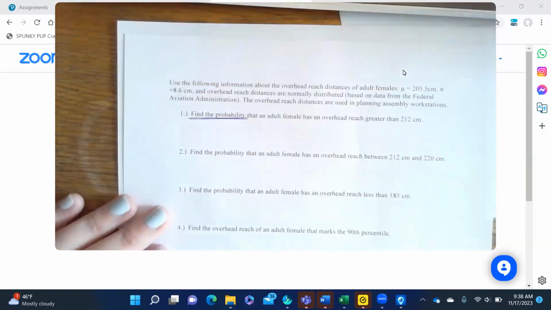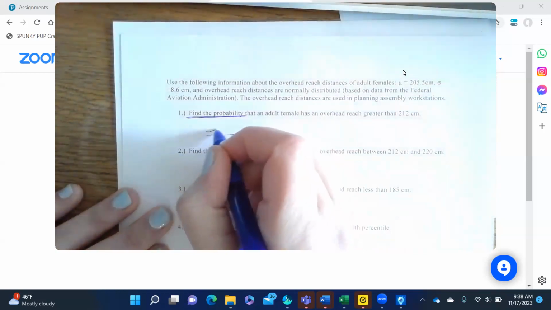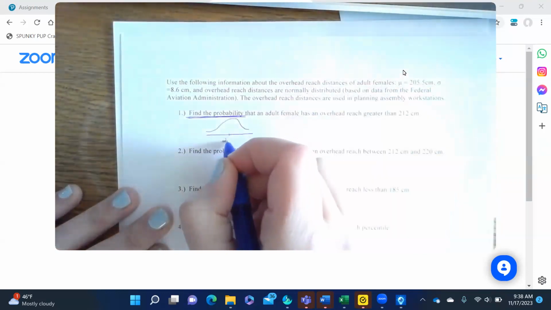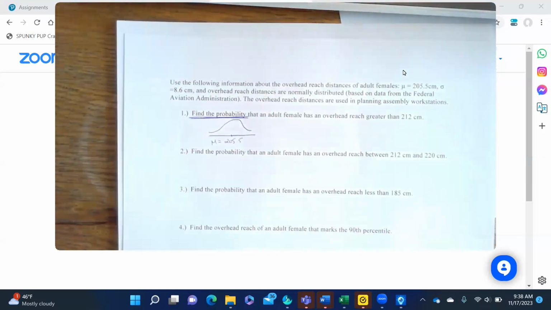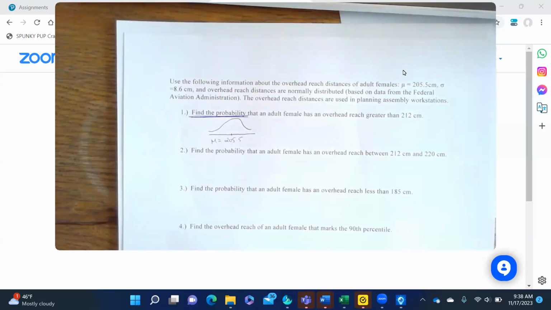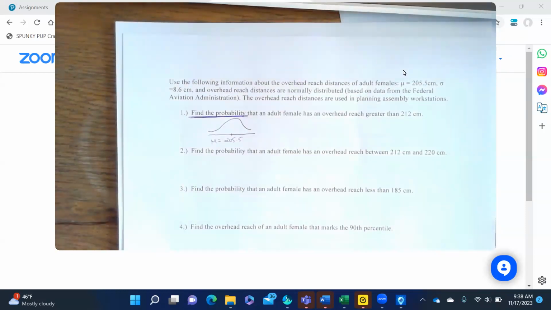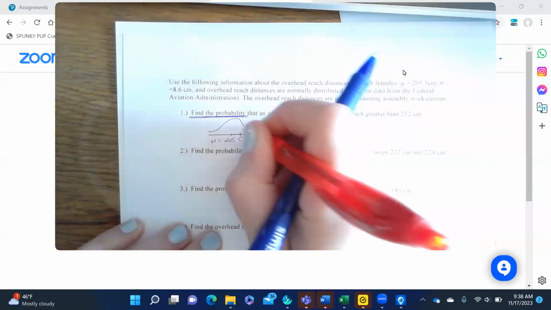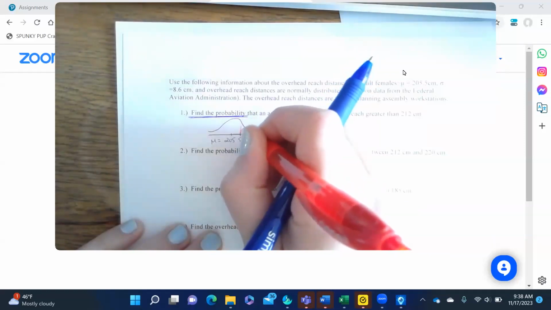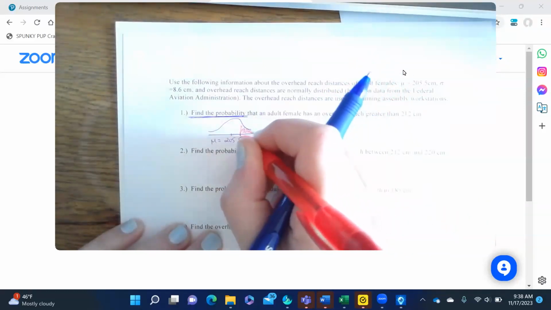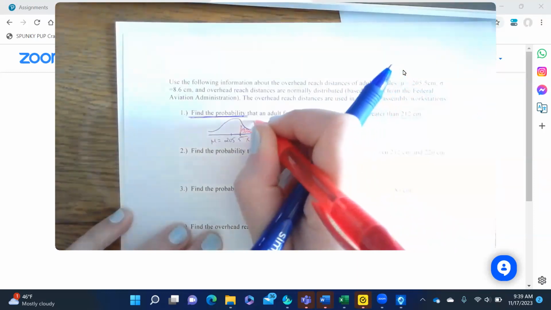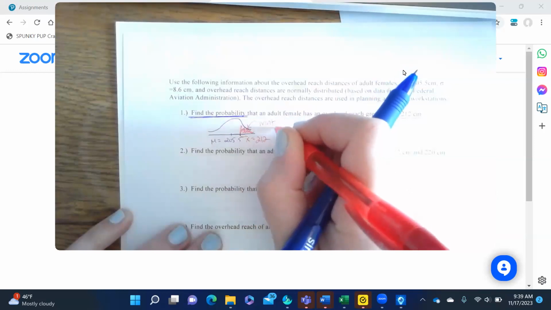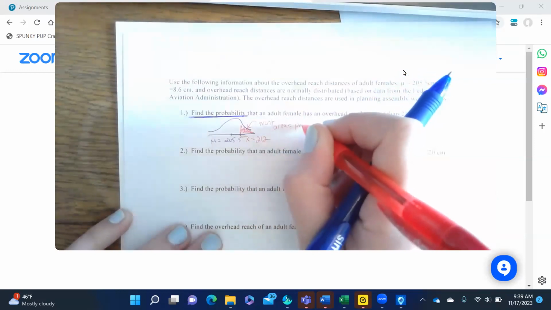All right, so for me, I like to draw a quick picture first. My center here is at 205.5. Remember, your mean is right at your center. And then for this particular example, we're looking for a reach greater than 212. Now, 212 is bigger than 205, so it's somewhere on the right over here. So we're looking at this area over here. I know the X value there is 212 because they give that to me. So what I'm looking for is the area, which is the same thing as the probability.